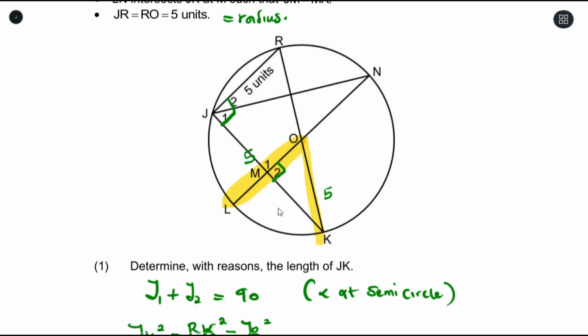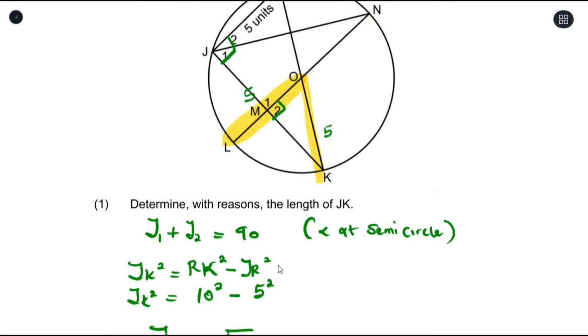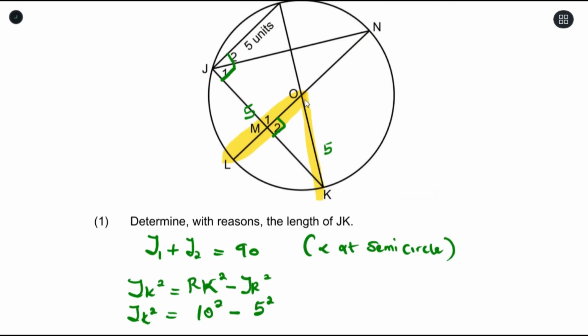So I actually have the value for MK, which is root 75 divided by 2, right? I have the value for OK, which is 5. I could figure out the value for OM using Pythagoras. Then when I get that answer, I subtract it from a total of 5, and it gives me my value for ML. And that's exactly how I'm going to go about answering this question. So let's get into it.